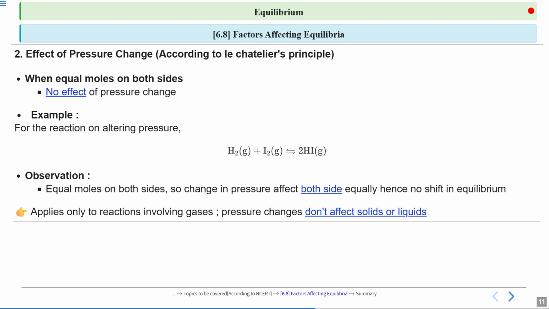Okay, so suppose you are taking a reaction in which all the species are present in the solid and liquid phase, then on increasing or decreasing the pressure, there is no net change in the reaction. And that same thing is true if and only if you have the same number of reactant and product gaseous moles, like in this reaction, which is production of HI.